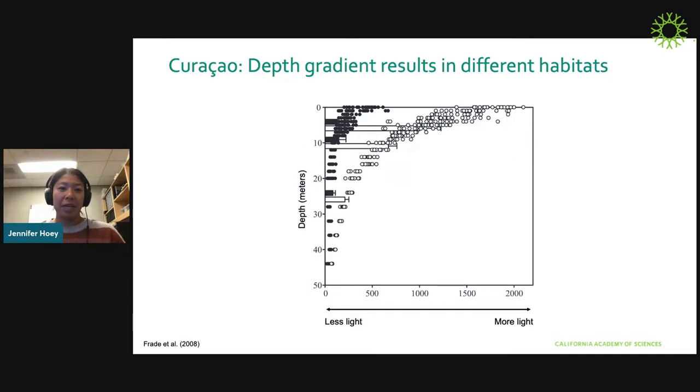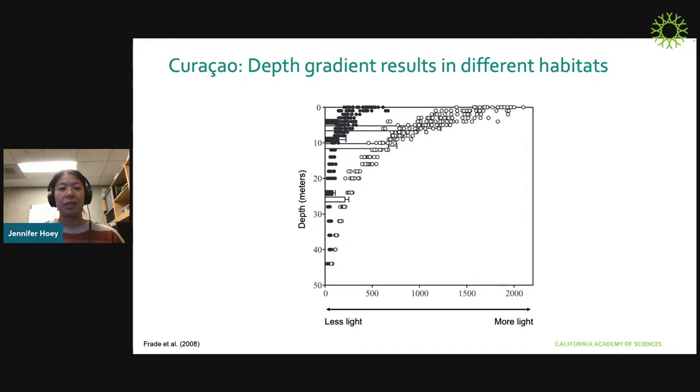So along this depth gradient, there's different environmental characteristics that kind of define the gradient. And so one very common and important environmental variable for corals is the amount of light. So here's a graph just showing how light varies with depth. So on the horizontal axis here, we have a measure of how much light there is. So over here on the left, it's less light. And then over here on the right is more light. And then on the vertical axis, we have depth in meters going from 0 to 50 meters.